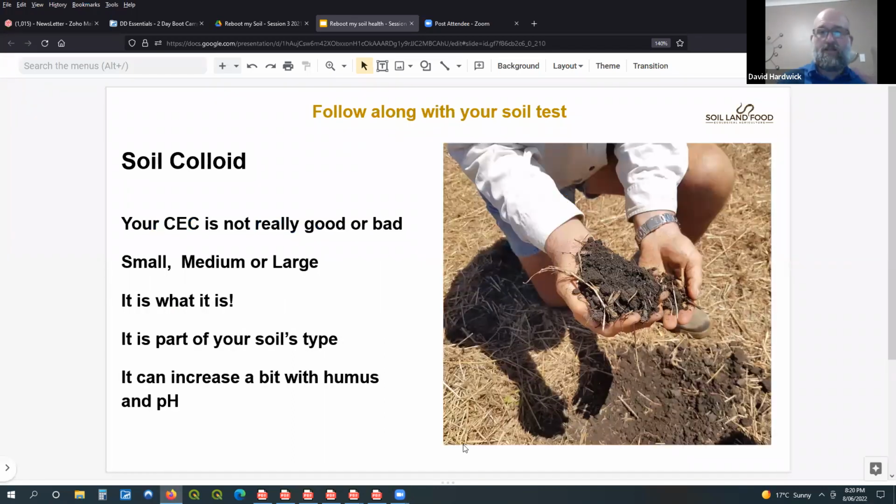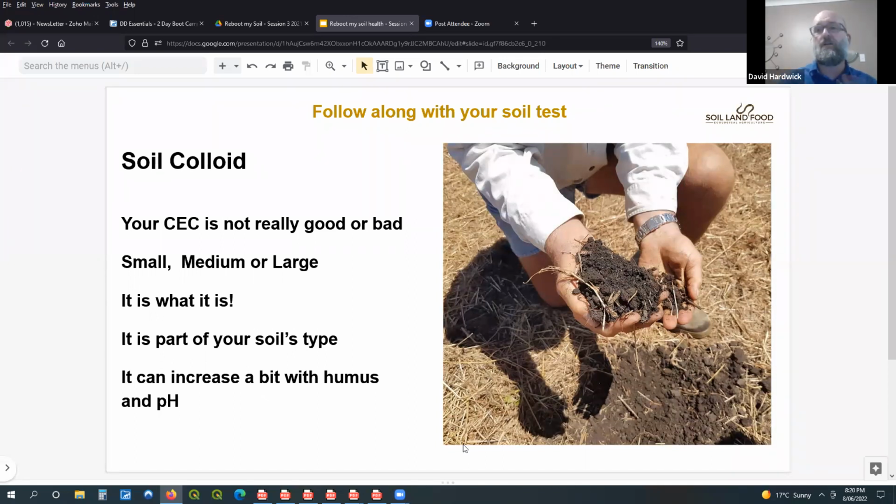It's probably better at the moment. It's not good or bad. It just is what it is. It's part of your soil type. You can modify it with pH management and also with some humus. So if you build organic matter, you will increase your CEC to some extent. Not usually hugely, but it can be really important.